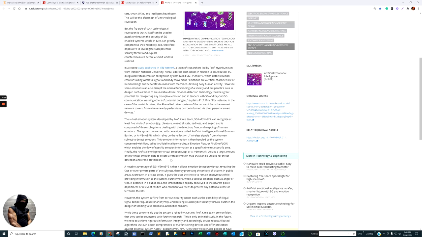All right, let's move forward. Look for the threat detection and crime prevention, i.e., here's a nice example. A notable advantage of the system is it allows emotion detection without revealing the face or private parts of the subject, thereby protecting the privacy of citizens in public areas. So you think. Moreover, in private areas, it gives the user the choice to remain anonymous while providing information to the system.